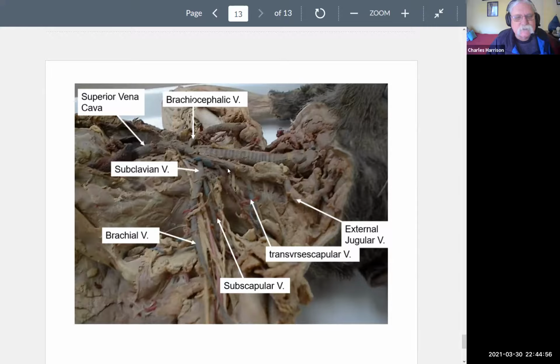Here's the external jugular, and it's bent here. And here's the transverse scapular vein coming off of it.